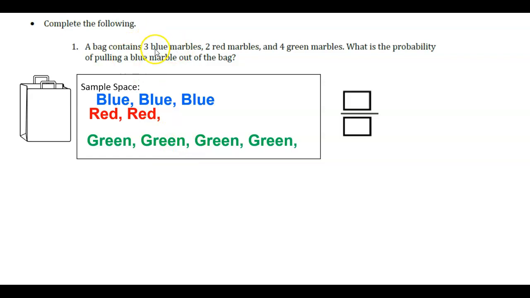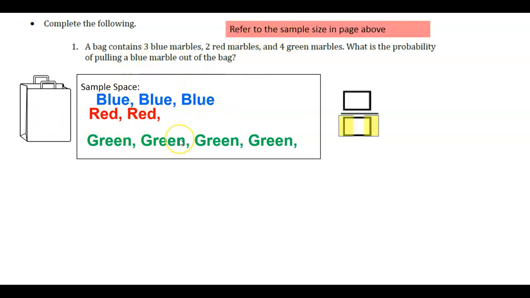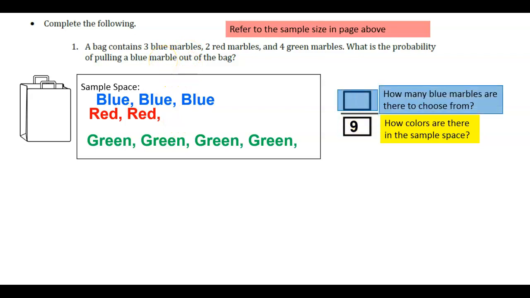So we're going to use some of the numbers here. It says a bag contains 3 blue marbles and 2 red marbles and 4 of another color. Hey, this is like the problem we had. What's the probability of a blue marble? So let's refer to that picture. How many marbles was that? 9. There were 9 marbles in that bag. How many of them are blue? 3.